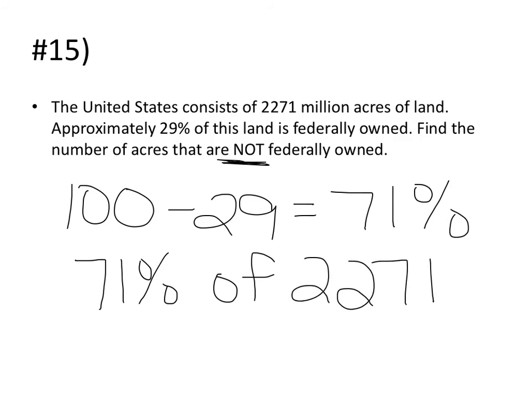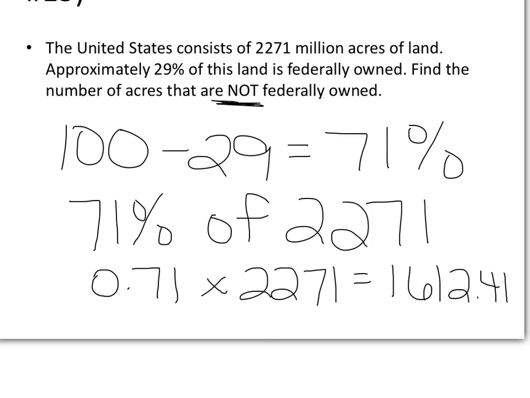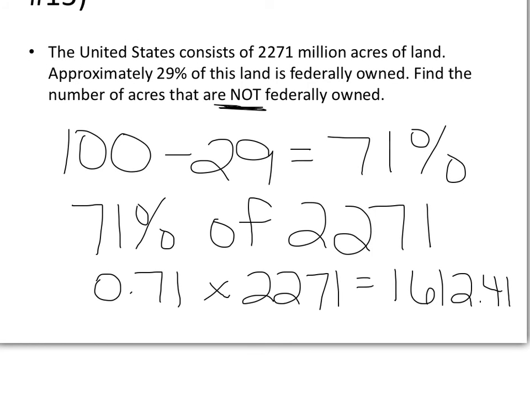So we're going to take 71% of 2,271. Of means what as far as operation goes? Operation is multiplication. So we're going to do 0.71. So if you're putting this in your calculator, it would be 0.71 of, which is multiplication, 2,271, which is 1,612.41. And remember, this is in millions, so million acres.